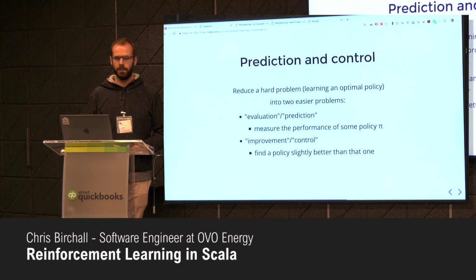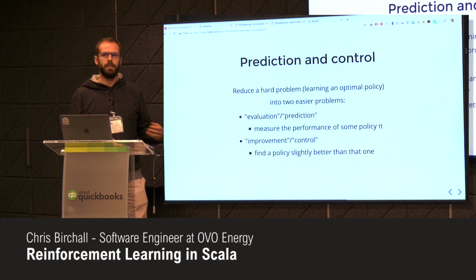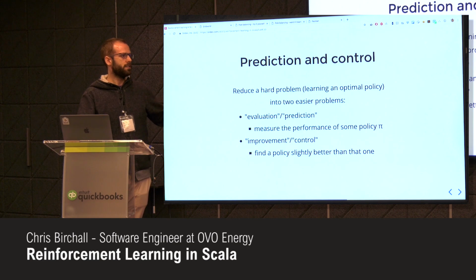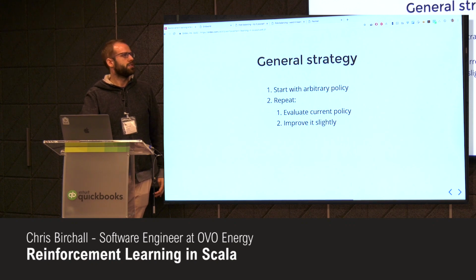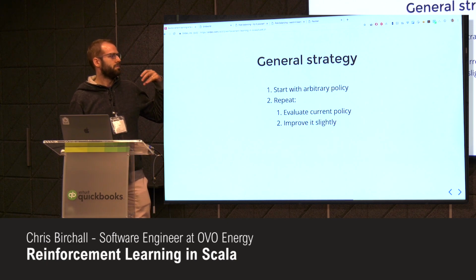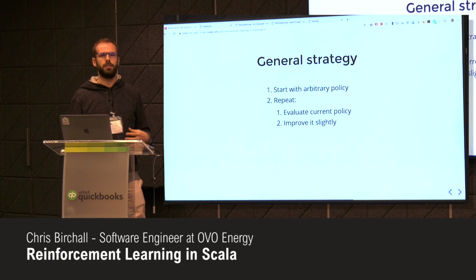So there's this evaluation, which is sometimes called prediction. And then the other side of the coin is, given this policy, can you find one that is slightly better than it? And that's called improvement or control. So if you can do both of these things, which are slightly easier than the initial problem, then it's pretty simple to build up a general strategy where you just iterate over these two steps. So you start with some arbitrary policy, you just have all of your Q values set to 0 or random numbers, and then evaluate your current policy, then improve it slightly, and then repeat that. And hopefully your policy will just get better and better, and eventually converge on the optimal policy.